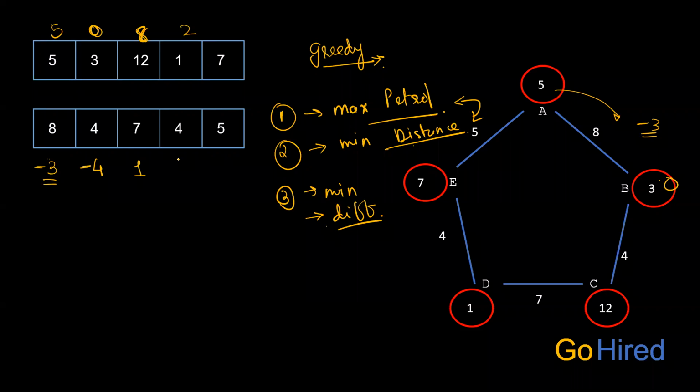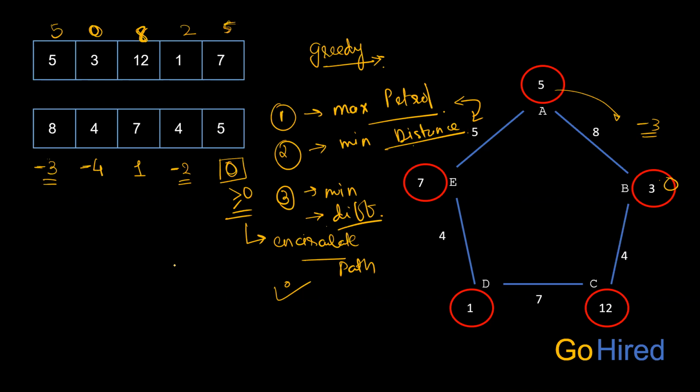Now 2 minus 4, which is minus 2. So when I reach this station, I have minus 2 liters of petrol. And when I reach E, I'll have plus 7. So 7 minus 2, 5 liters of petrol. And 5 minus 5, 0. So if I do this, and at the end the remaining petrol is greater than or equal to 0, that means I can circulate the path. That is for sure. That was the theory that we have kept over here also.